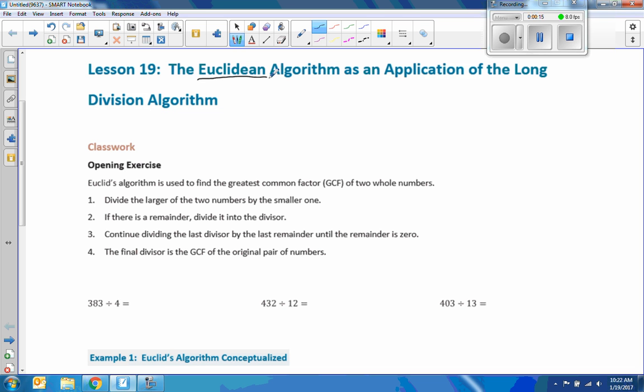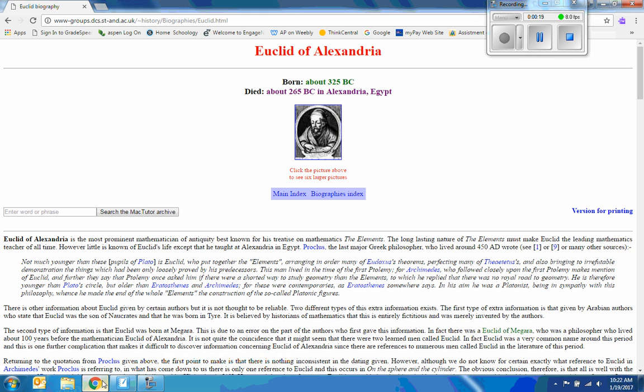That's a really weird word, Euclidean. Where does that come from? Well, I decided to look this up for you. Euclid of Alexandria was a mathematician. Actually, he was a philosopher born 325 BC, or now we call it BCE, before the Common Era. He died about 265 BC in Alexandria, Egypt.